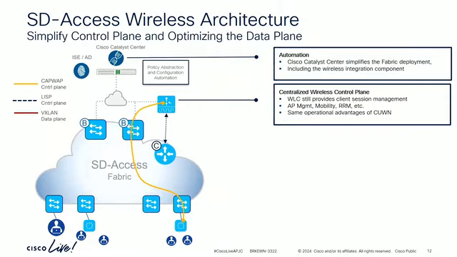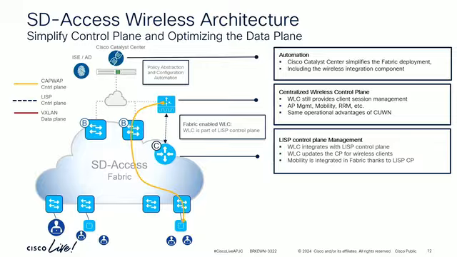So we have 3 controllers here in this solution: Catalyst Center, ICE, and WLC. All these 3 controllers are integrated together. The automation part is taken care of by Catalyst Center, which helps with ease of deployment. The policy part is taken care of by the ICE. As I mentioned, WLC is integrated with DNAC or Catalyst Center and ICE. That gives us the operational advantages of the Cisco Unified Wireless Network.